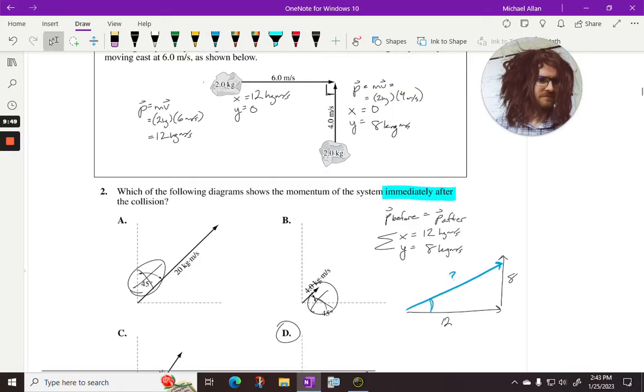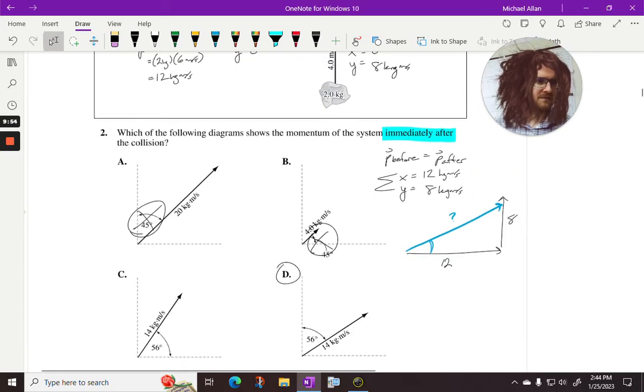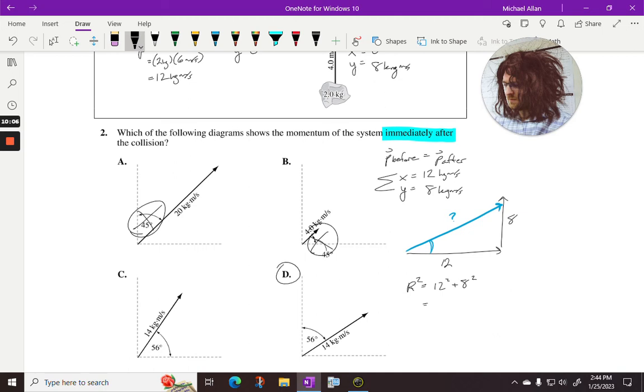Looks like they find it towards the x-axis, toward the y-axis. Now to find out what that question mark is, we're just going to use Pythagorean theorem. Let's see, r squared, our resultant, is equal to 12 squared plus 8 squared. That's 144 plus 64, that's 208. And then we'll take the square root of that answer.